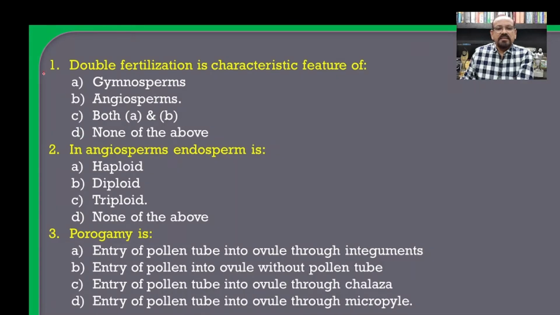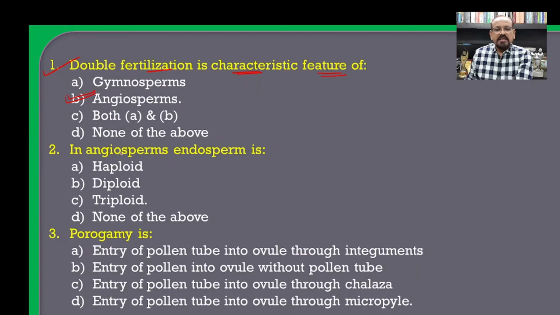Question number 1: double fertilization is a characteristic feature of. If we see double fertilization, it means the utilization of two male gametes in the same female gametophyte, and this is the characteristic feature of the angiosperms.